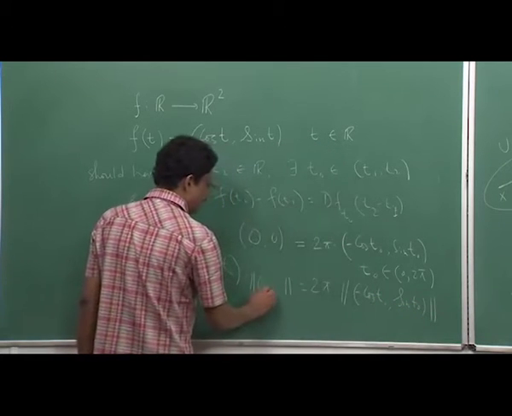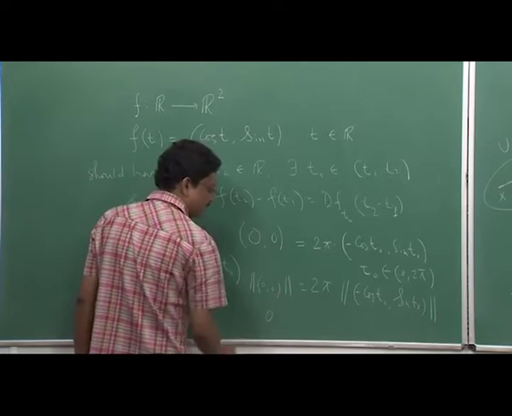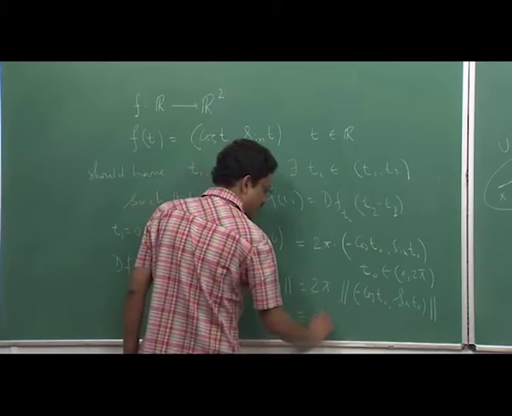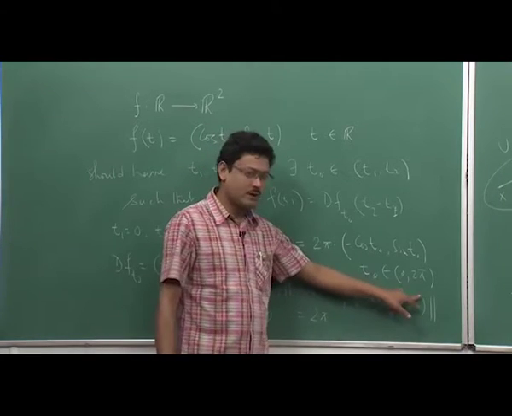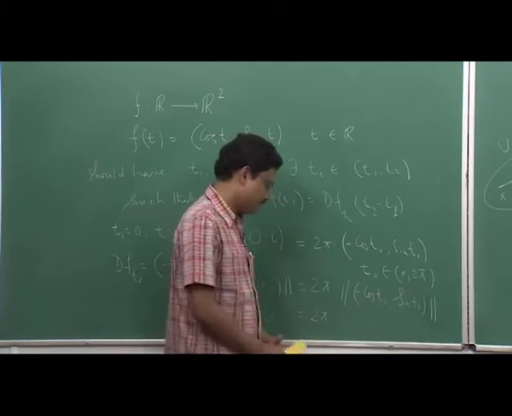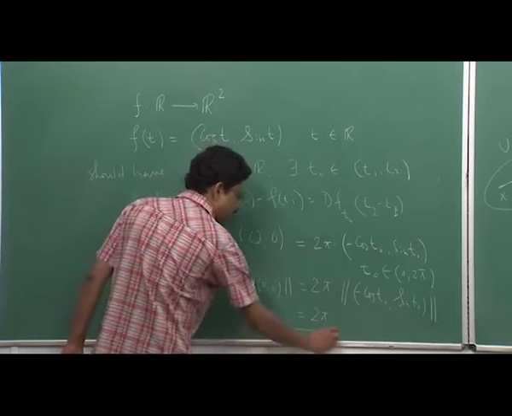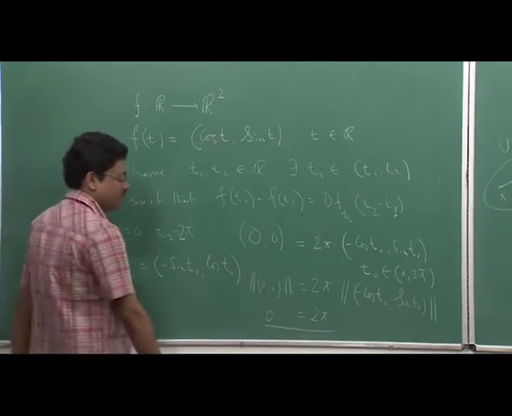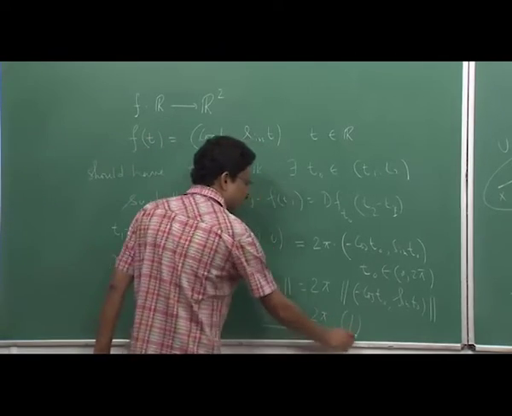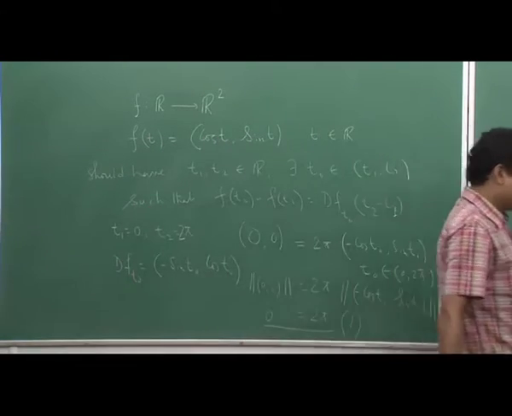This is the norm of the 0 vector, which is 0, and here is 2 pi times the norm of this vector, which is the square root of cos square t naught plus sin square t naught, that is 1. So, I will get this, which is a straightforward contradiction. So, this statement does not hold.